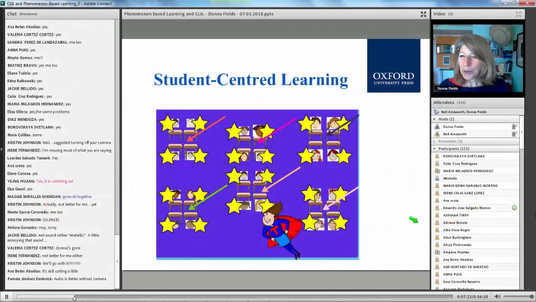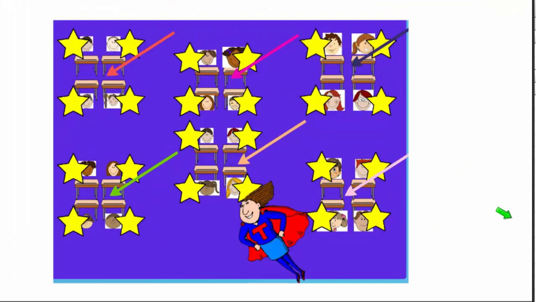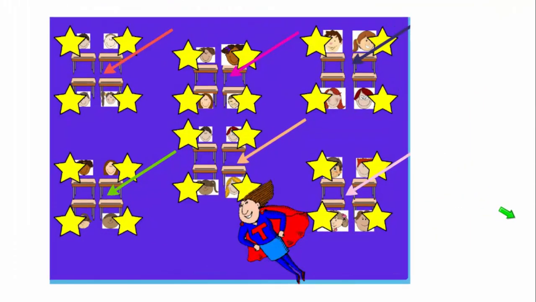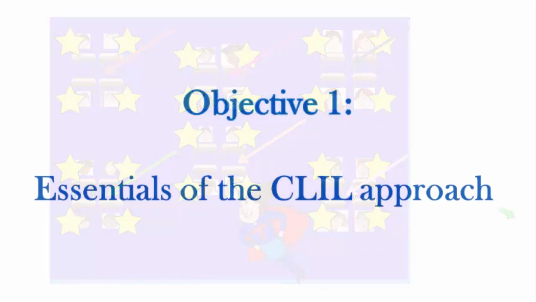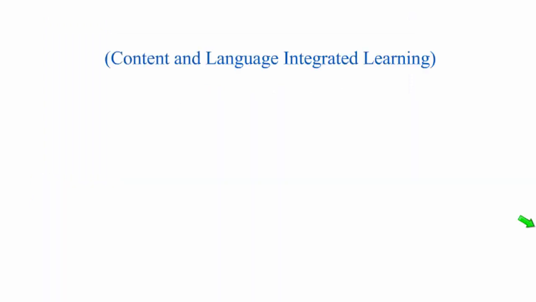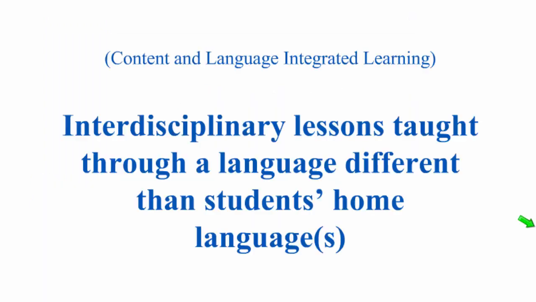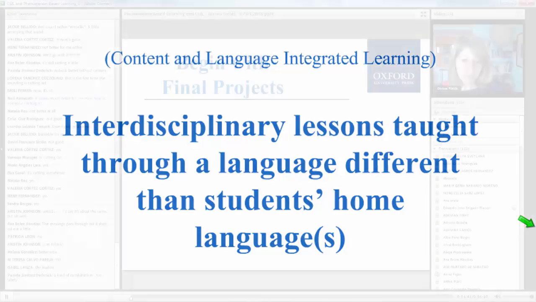Just so you know, when I'm talking about lessons, this is the configuration I'm thinking of. The students work in groups, and the teacher is sort of the superhero. So let's go to objective 1, essentials of the CLIL approach. Here is the definition of CLIL: interdisciplinary lessons taught through a language different than the student's home language. Again, a more holistic, natural approach.